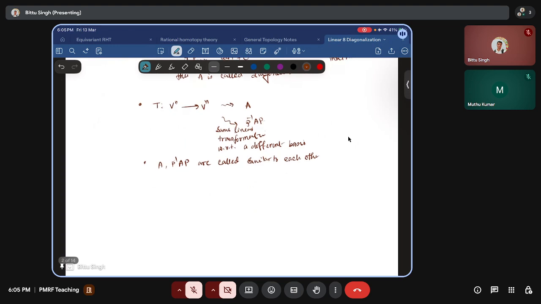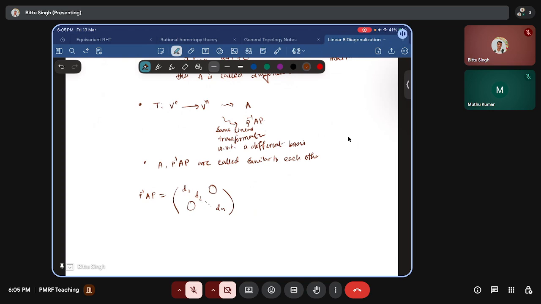So we are interested to see if a matrix is diagonalizable or not. Why is this interesting? Because if A is diagonalizable, then there exists a basis by which the matrix representation will be given by some diagonal matrix d1, d2 up to dn. They may not be distinct. So this is the representation of the transformation.